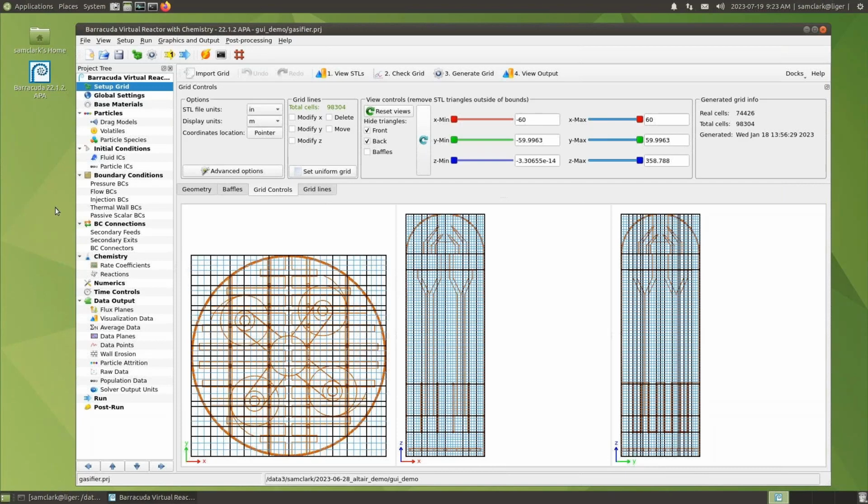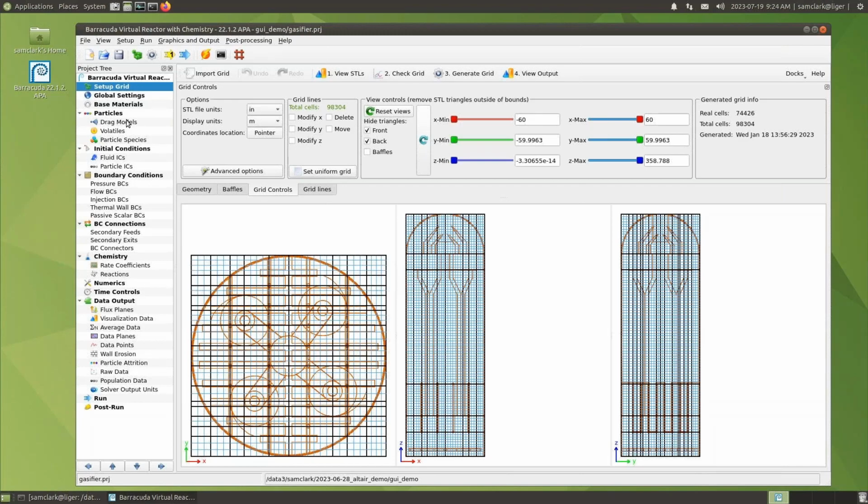So here I have the APA version of Barracuda up and running on a Linux system. Barracuda is also supported on Windows, so depending what operating system you use. And what we see here is the graphical user interface. I have opened up an example project that we use in our new user training. So if you attend a new user training class for Barracuda Virtual Reactor, this is one of the examples you'll work through, and it's a coal gasification example that illustrates a lot of the capabilities of the software.